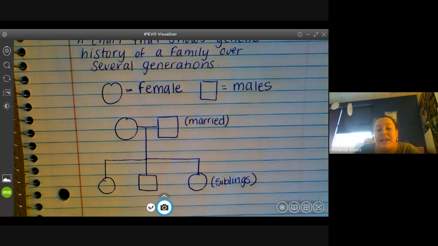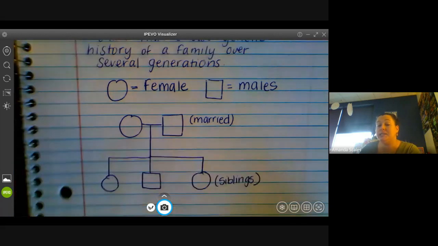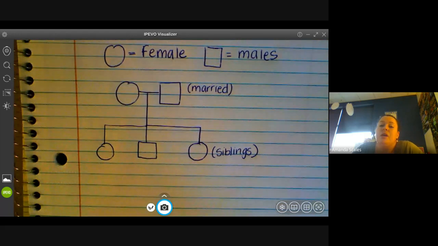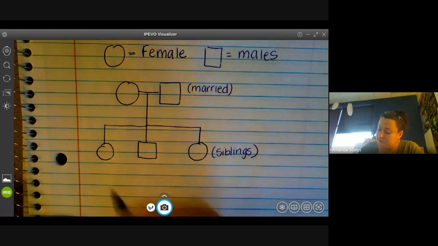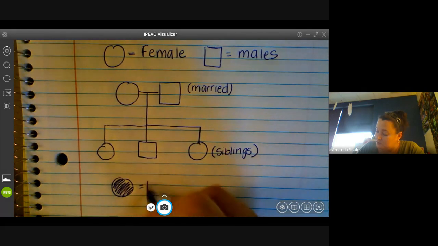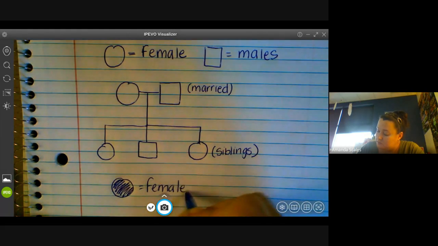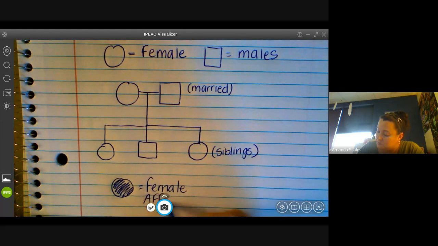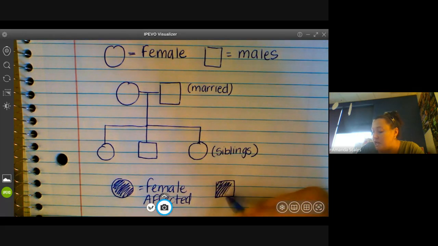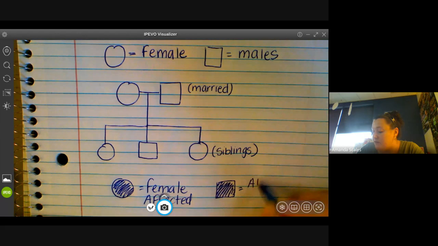All right, so the next thing that you could do for pedigrees, again, this is to show genetic diseases and how they pass along in families. So to be able to show a genetic disease, what you do is you take either the circle or the square and you shade it in to show that that person is affected. So you do the same thing for the males. You shade in the square, and this shows that they are affected as well.